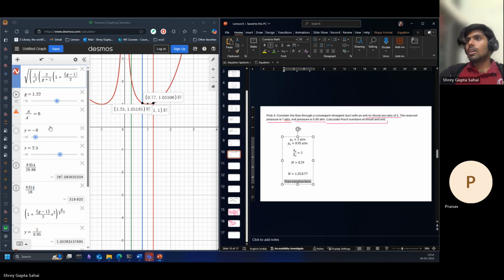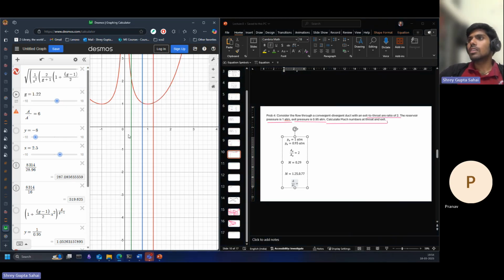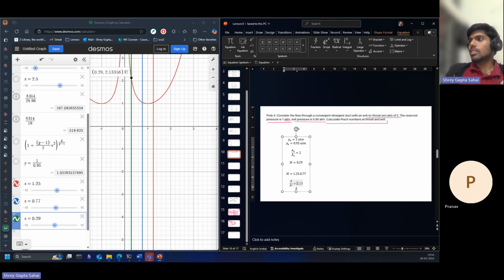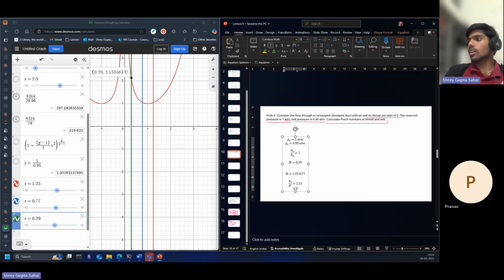See, the area ratio corresponding to 0.29 is what? Let's see. It's 2.13. Okay. Now we are also told that this is A star by AE, because the flow is entirely subsonic. Now we also know that A3 by AE is 0.5. Do you get this? Is this okay?